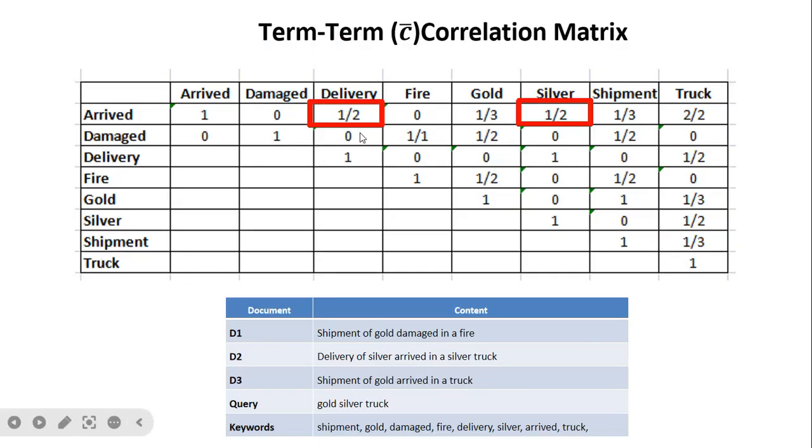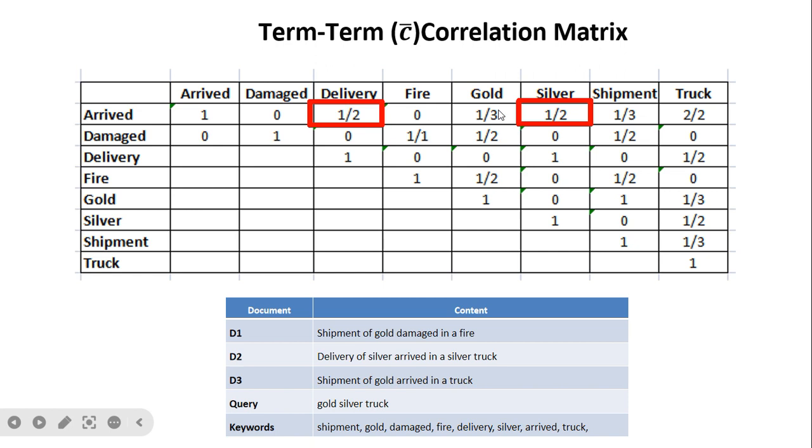Now here, first we need to find the correlation of arrived with itself, which is always 1. Now we will check arrived and damage. We need to check in which documents arrived and damage occur simultaneously, divided by arrived or damage in the union form. In all 3 of the documents, arrived and damage is not present, so the numerator is 0, divided by the count of arrived or damage, which is 3. So 0 by 3 is 0.